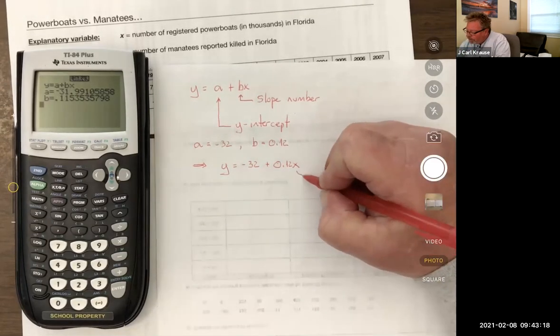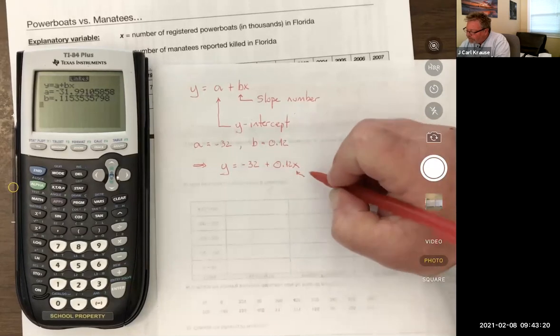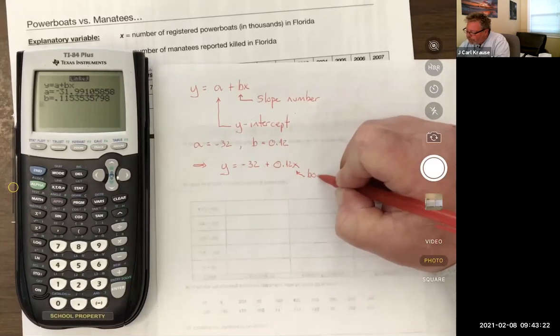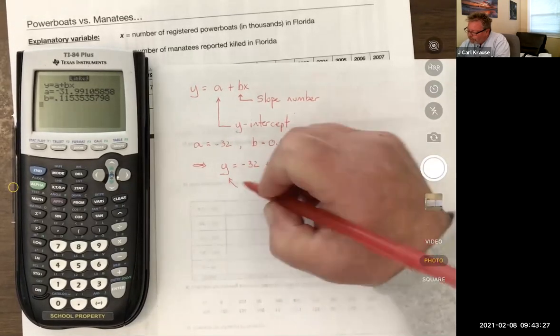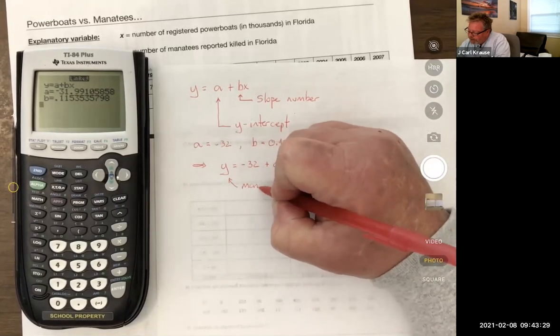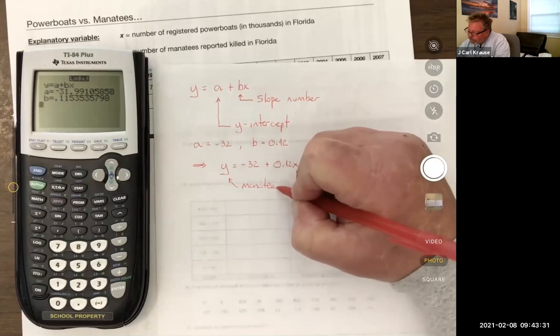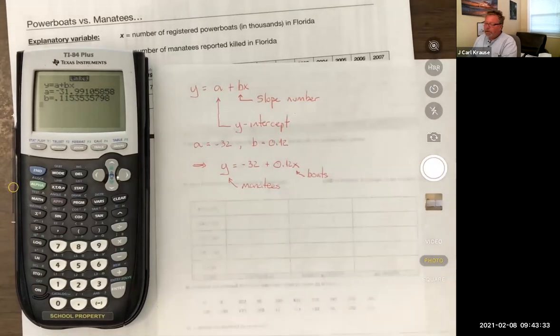And I want to be crystal clear about this. X is our variable that refers to boats, and y is our variable that refers to manatees. So a value of x will refer to the number of registered powerboats in Florida in thousands, and the value of y will represent the number of manatees killed based on that number of boats.